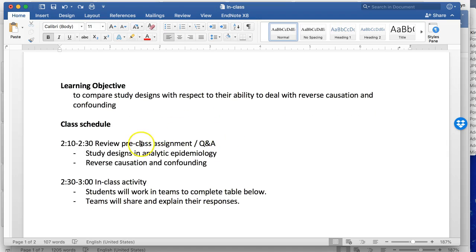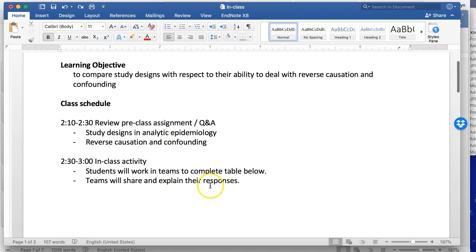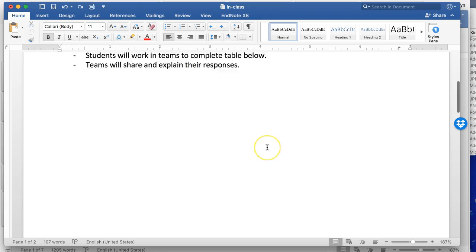About 20 minutes reviewing what they did for the pre-class assignment, and then about a half hour for them to work in teams to complete a table where they are basically evaluating the study designs on these two sources of error. They'll work together in teams, and then the last 10 minutes of class will be the teams sharing and being able to explain and justify why they put the studies into strengths or limitations with respect to these two sources of error.